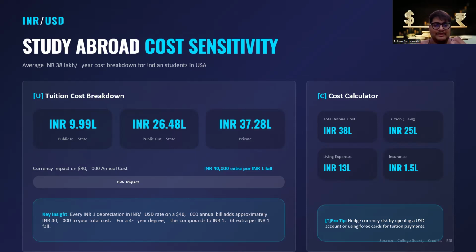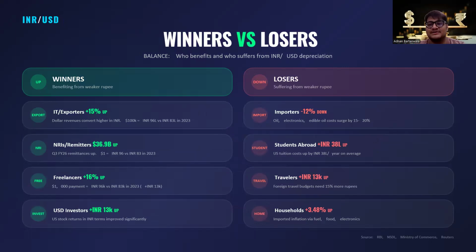Now, I would like to give a pro tip. Open a USD savings account, all of you. You can open a USD savings account early, or you can start loading Forex cards from now. Lock in today's rate, and if you want your child to study abroad, don't let it get sabotaged by the appreciation of the dollar. This is what I can guide. Now, plot twist.